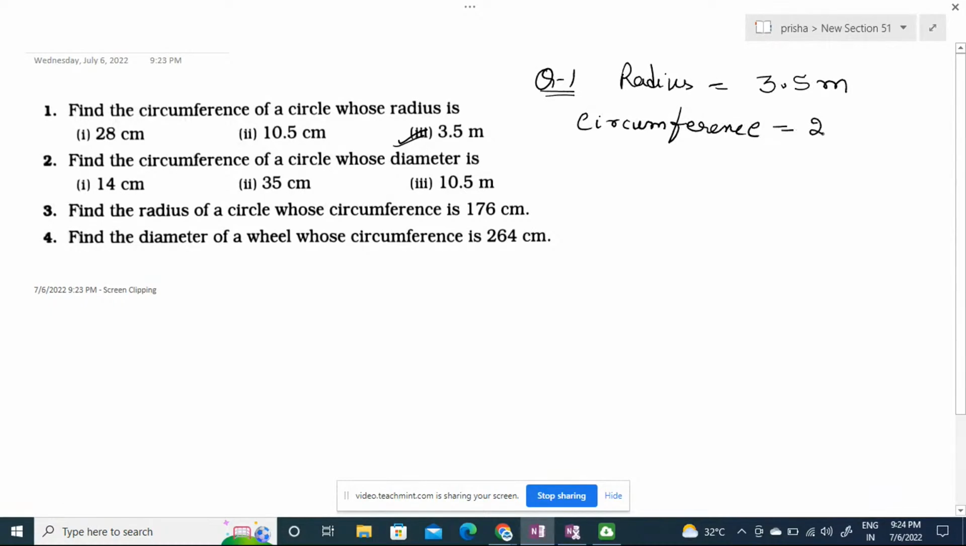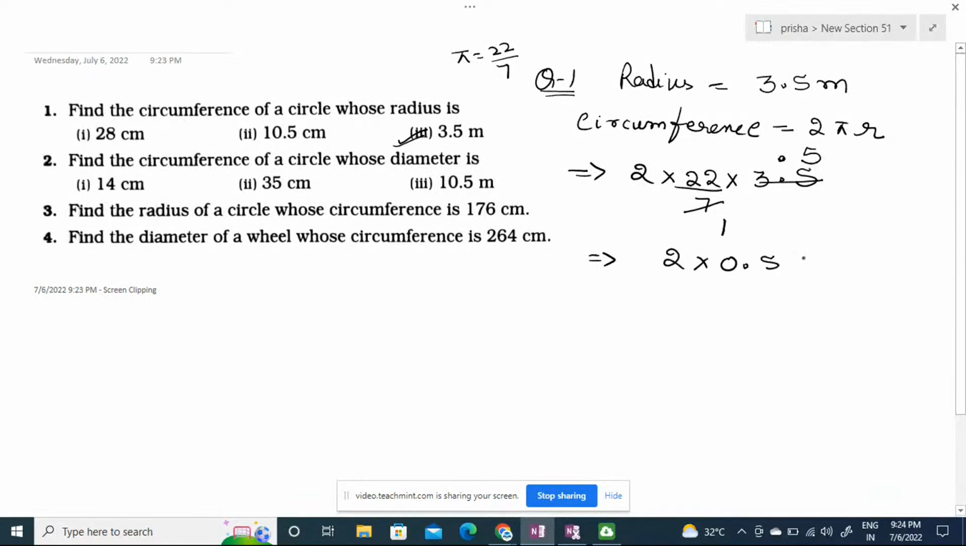Circumference of circle, the formula is 2 pi r. So we substitute all the values. In place of pi, we substitute the value 22 by 7. So we write over here 2 into 22 by 7 into 3.5. Now 7 ones are 7, 7 fives are 35, and the point is here. So that is 2 into 0.5 into 22. Now what is the answer when you multiply all of them? That becomes 22 meter.